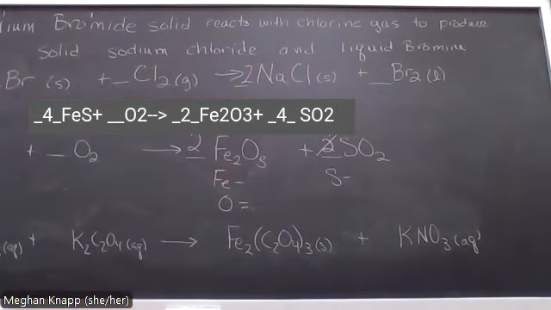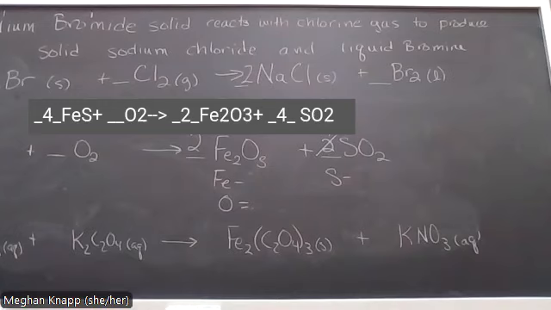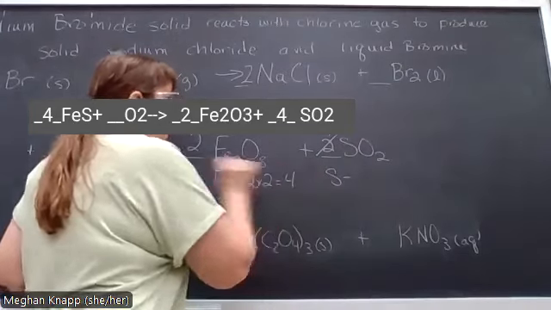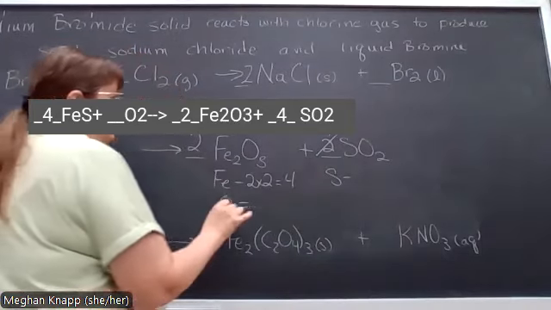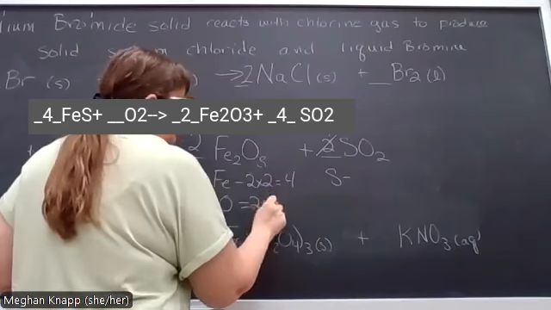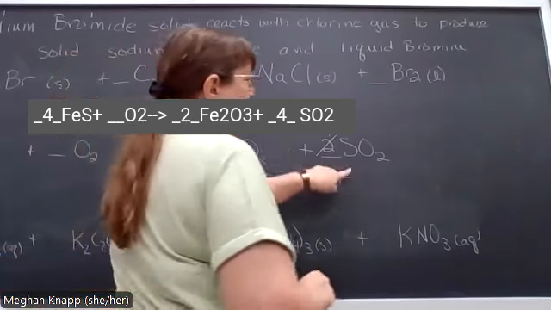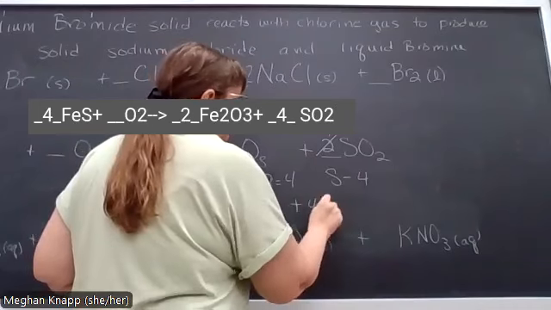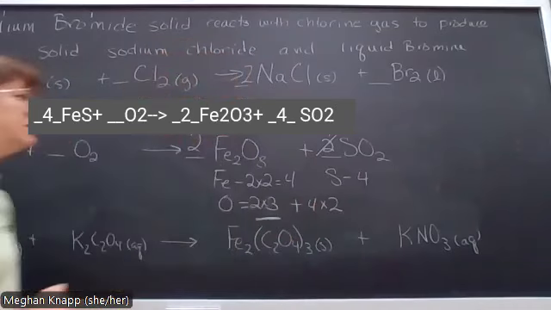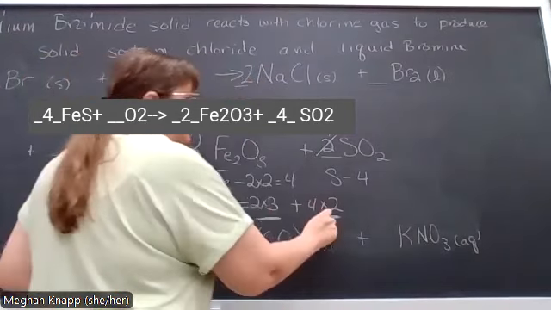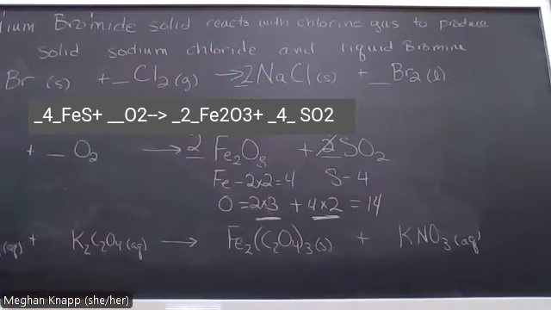Okay, so iron, there's now 4. Sulfur, there's now 4. Over here, 2 times 2 gives me 4 irons, and 2 times 3 is going to give me 6 oxygens. My sulfur is a 4 here, and my oxygen is 4 times 2. So 2 times 3 is 6. 4 times 2 is 8. So 6 plus 8 is 14.